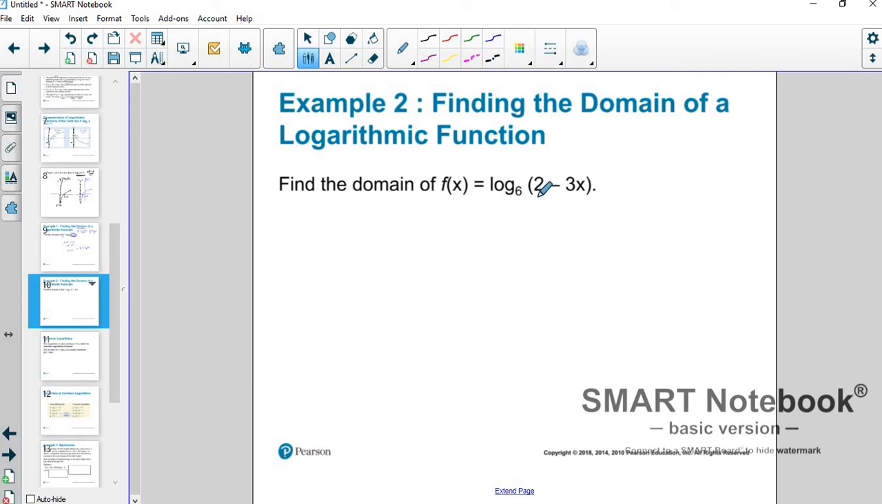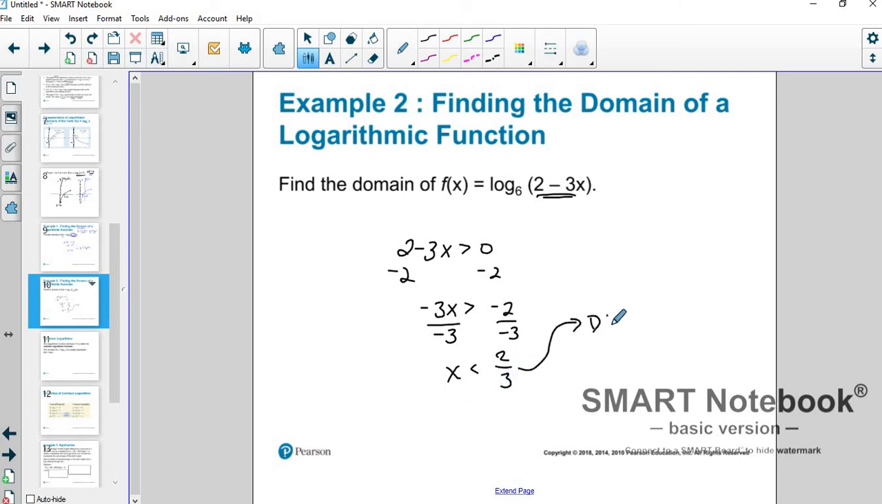Okay, so what's inside your logarithm? 2 minus 3x, so take 2 minus 3x, set it greater than 0. When you subtract 2 from both sides, you get negative 3x is greater than negative 2, but then if I divide by negative 3, that switches the inequality sign because it also switches all of the other signs, and so you get x less than 2/3. So our domain in this case is negative infinity to 2/3, not including the 2/3.